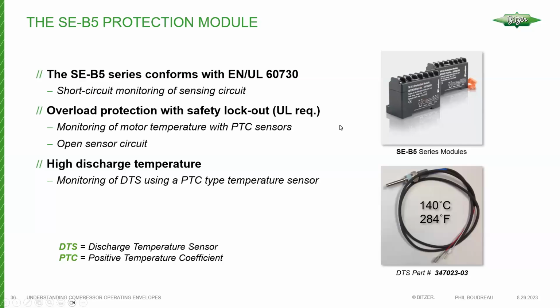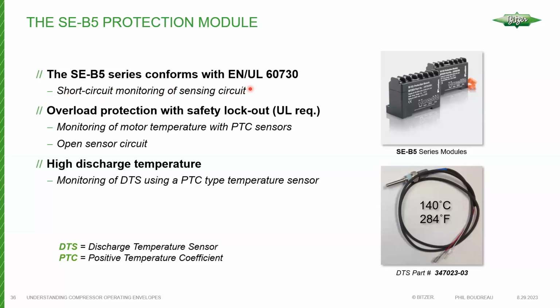So these discharge temperature sensors simply wire in series with the motor sensing circuit on the protection module itself. The newer modules, by the way, for reciprocating compressors are referred to as an SE-B5. In the past, they were SE-B1s and 2s and 3s. Well, under EN, this is a European requirement, and then UL 60730, there's an additional requirement to protect against short circuit monitoring of the sensing circuit.